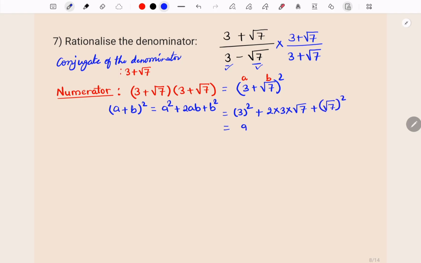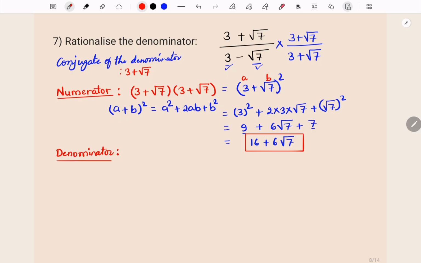So 3 squared is 9 plus 2 times 3 is 6, and 6 times root 7 is 6 root 7 plus root 7 squared is 7. Now I can add these terms. 9 plus 7 is 16 plus 6 root 7. Since these are not like terms, I cannot add any further. So this would be the numerator. Now let's solve the denominator.